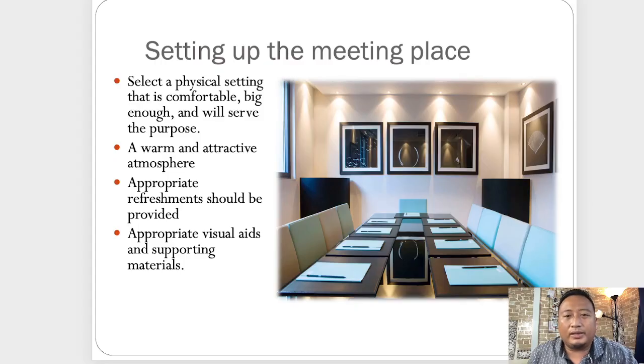Setting up the meeting place, you don't have to set up the meeting place. I think I'm going to go online. So we're going to have an online meeting, one group at a time, like the one that you did during the job interview. You just have to use your screen to present anything that you want to present.